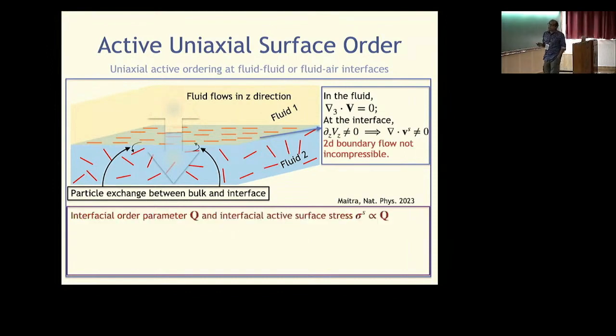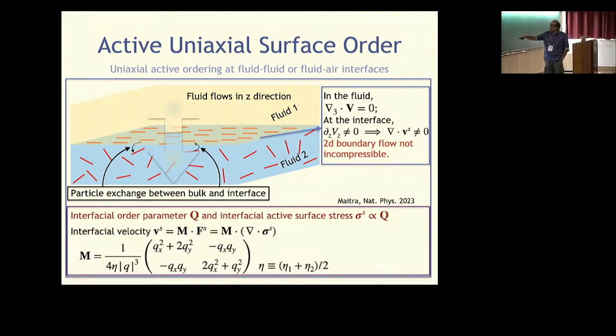So I'm looking at interfacial order. I'll use an interfacial order parameter Q. This is a rank two tensor, which I have throughout the talk actually. And I'll have an interfacial surface stress proportional to that Q tensor. My interfacial velocity can be calculated from the interfacial force density using this mobility tensor. Importantly, this mobility tensor goes as 1 over the wave number. It's 1 over the wave number because it's a two-dimensional interface in a three-dimensional fluid.